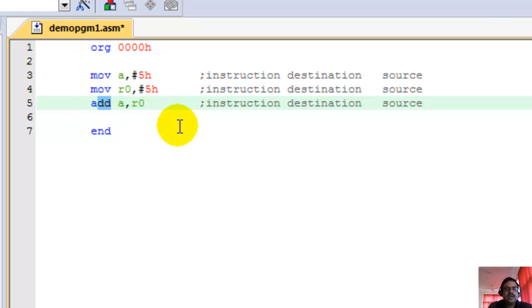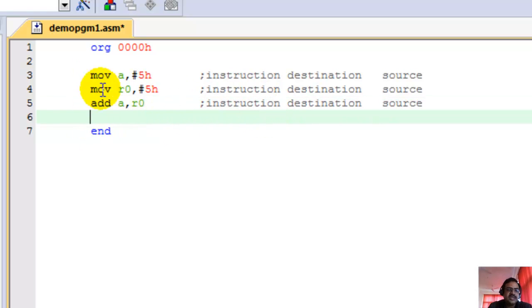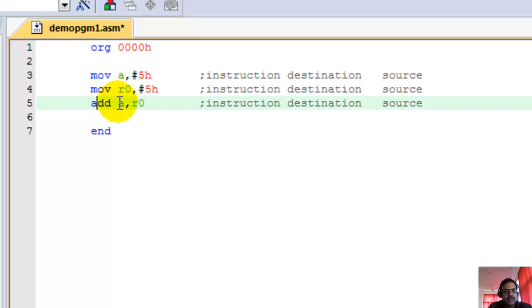Okay, but this doesn't change. See, the instruction can change to move, add, and, or, XOR, whatever, but the sequence is the same: instruction, destination, source. So according to that, what am I instructing? We have to add two numbers, A and R0, and where should the result be stored? The result will be stored in the accumulator. No matter what the sequence is, even if I write R0, A, the result will always be stored in the accumulator. So it is accumulator centric. That is why we call 8051 an accumulator based architecture.